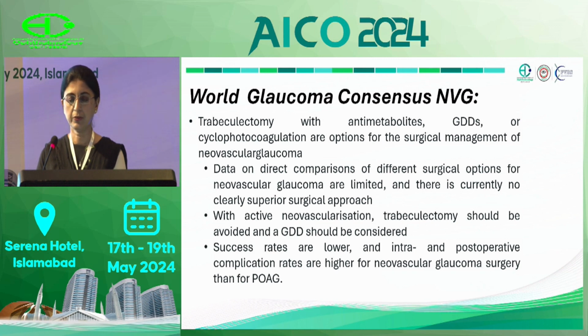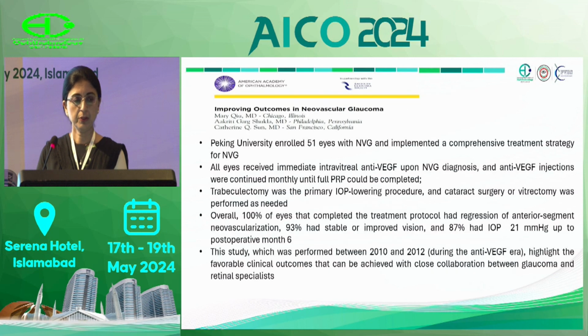With active neovascularization, TRAB should be avoided, and glaucoma drainage devices should be considered. Success rates are lower, and intra- and post-op complications are higher for neovascular glaucoma surgery than for primary open-angle glaucoma. So this is one quoting of evidence of improving outcome in neovascular glaucoma, showing that with aggressive management and close collaboration between glaucoma and retina specialists, we can improve the outcome of this serious disease. So in Peking University, a prospective study was done on 51 eyes.